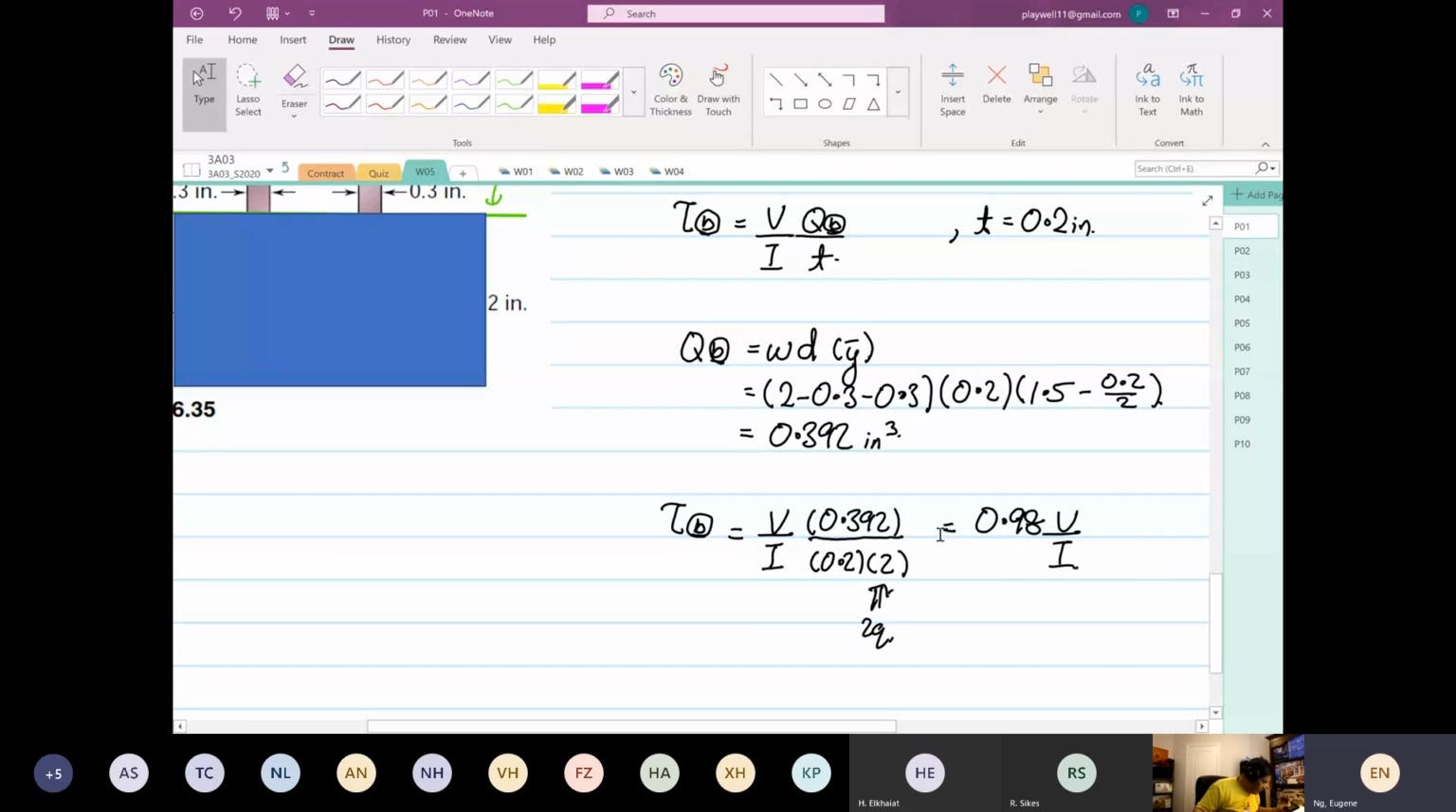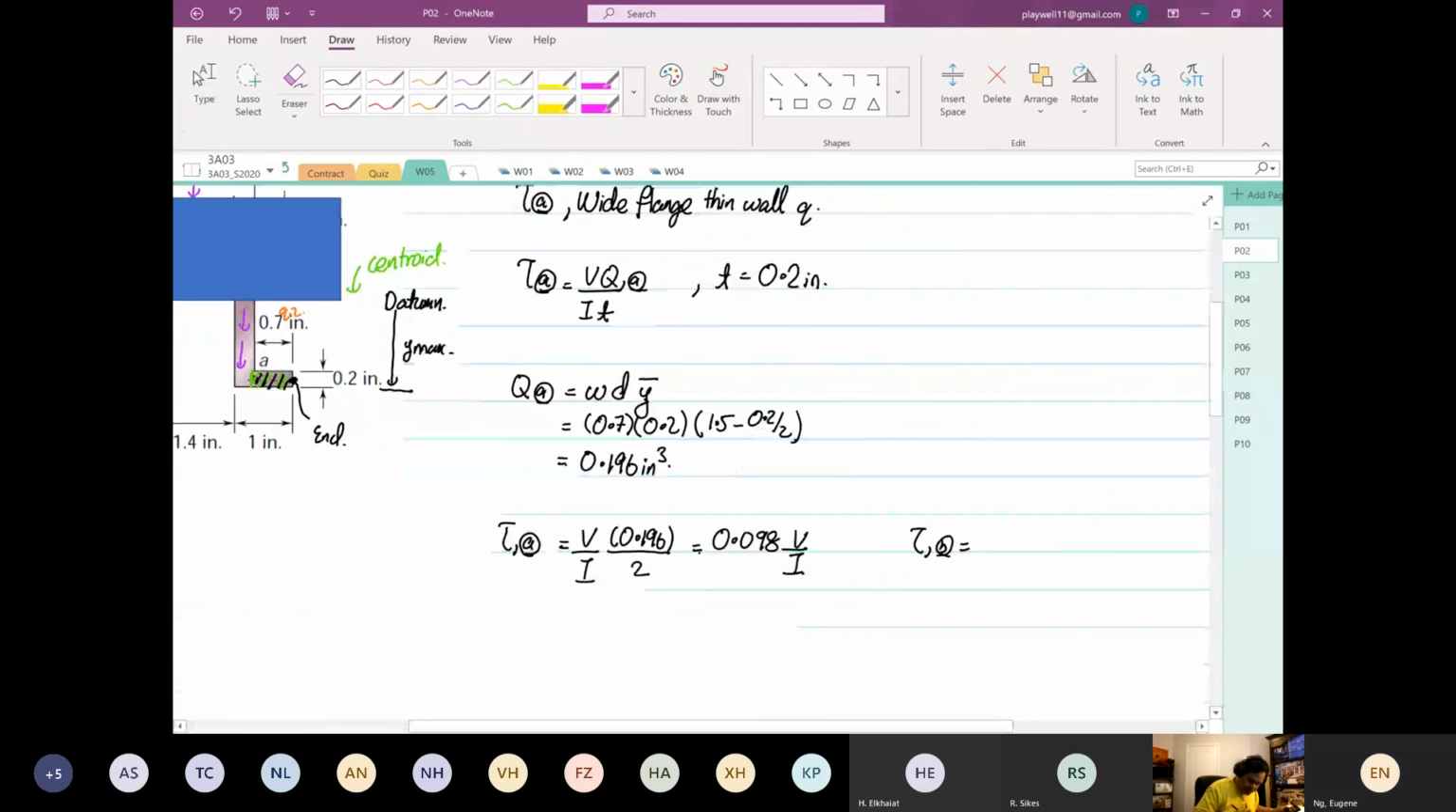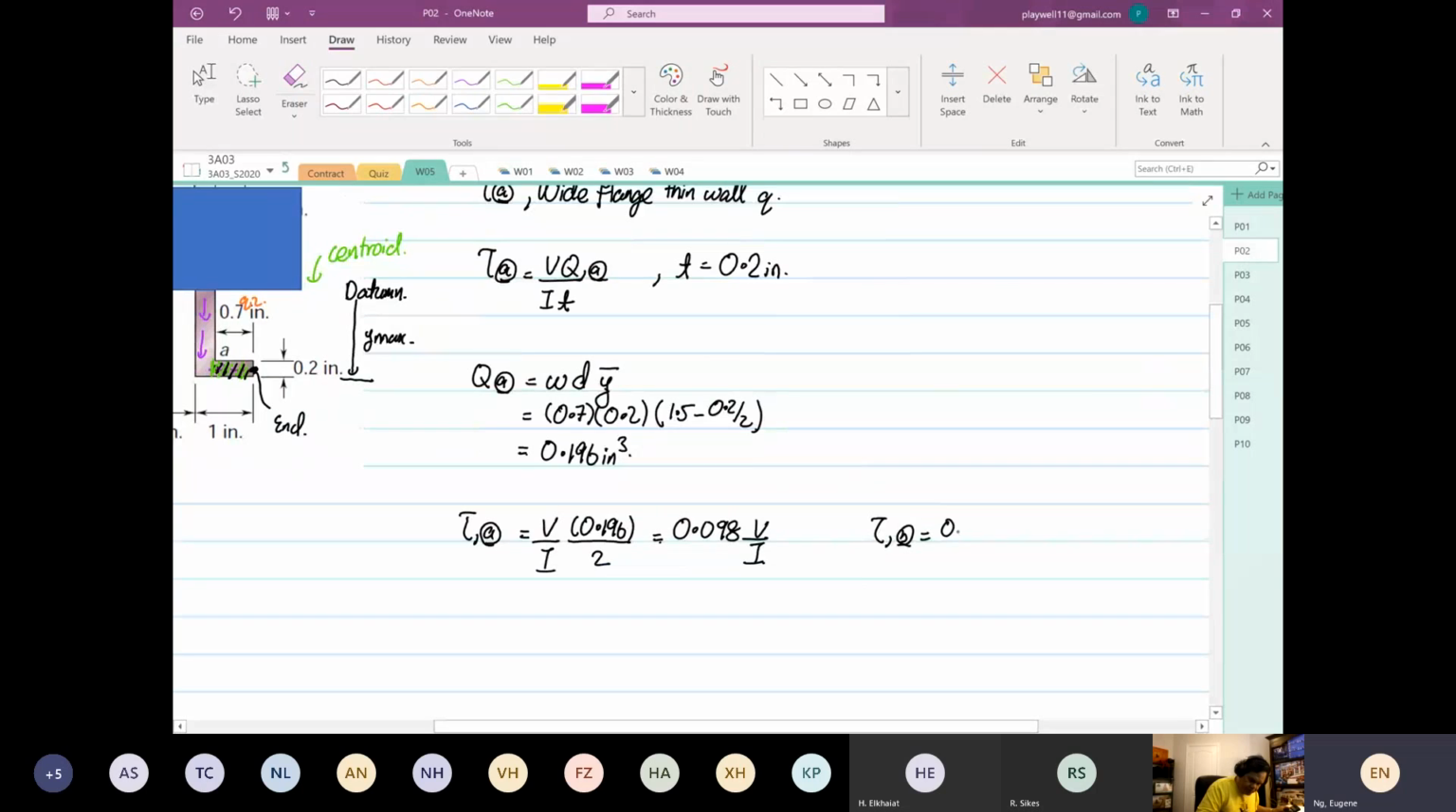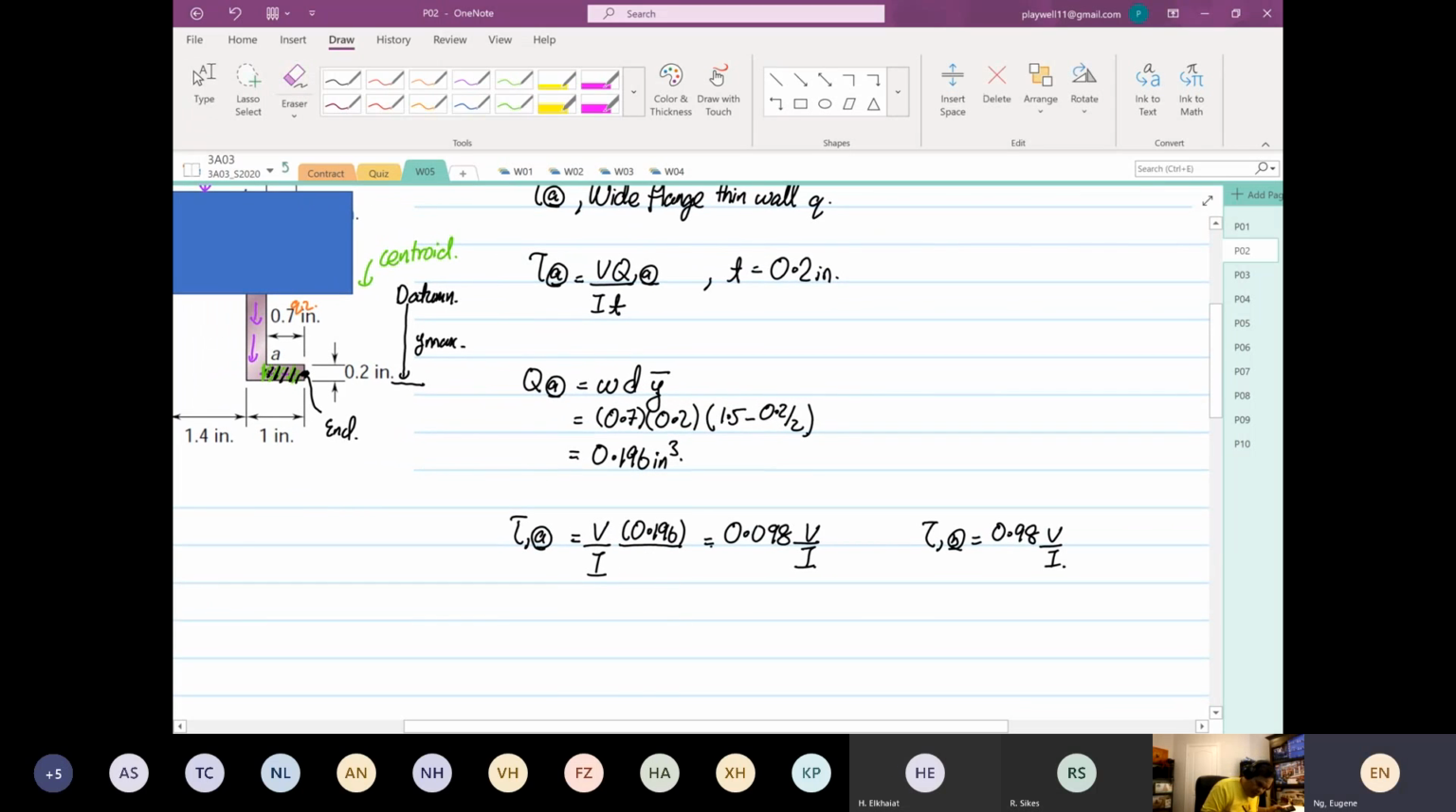Okay, 0.98 V over I. I think I wrote it wrongly, it's 0.98. I wonder why I put 0.9. Let's see. It's not 2, it's 0.2, sorry. Okay, it's 0.2 over here. Sorry, it's not 2. 0.98.